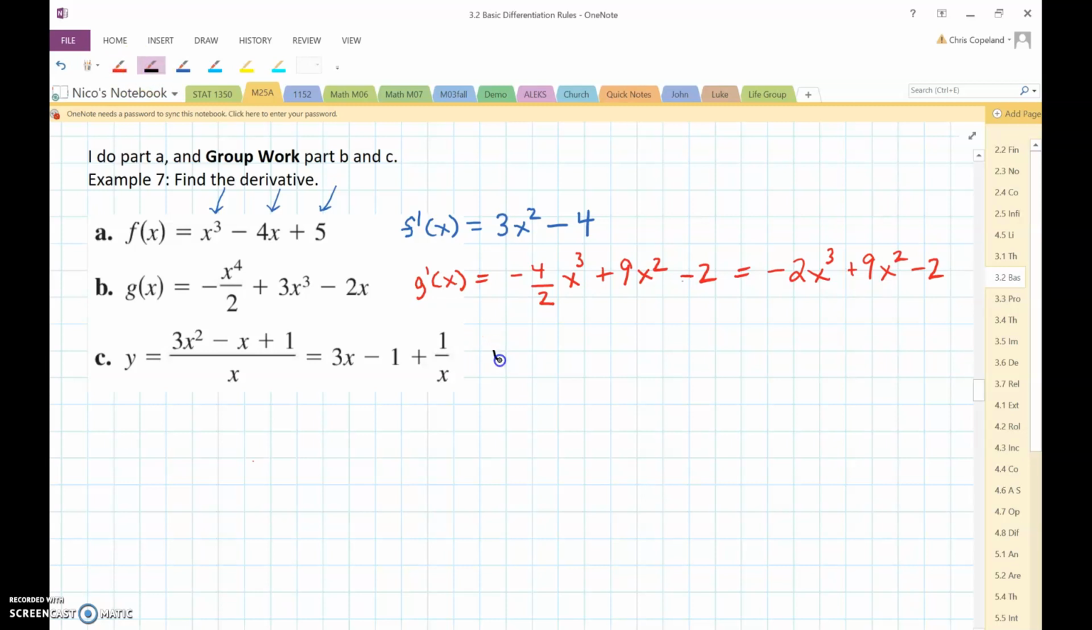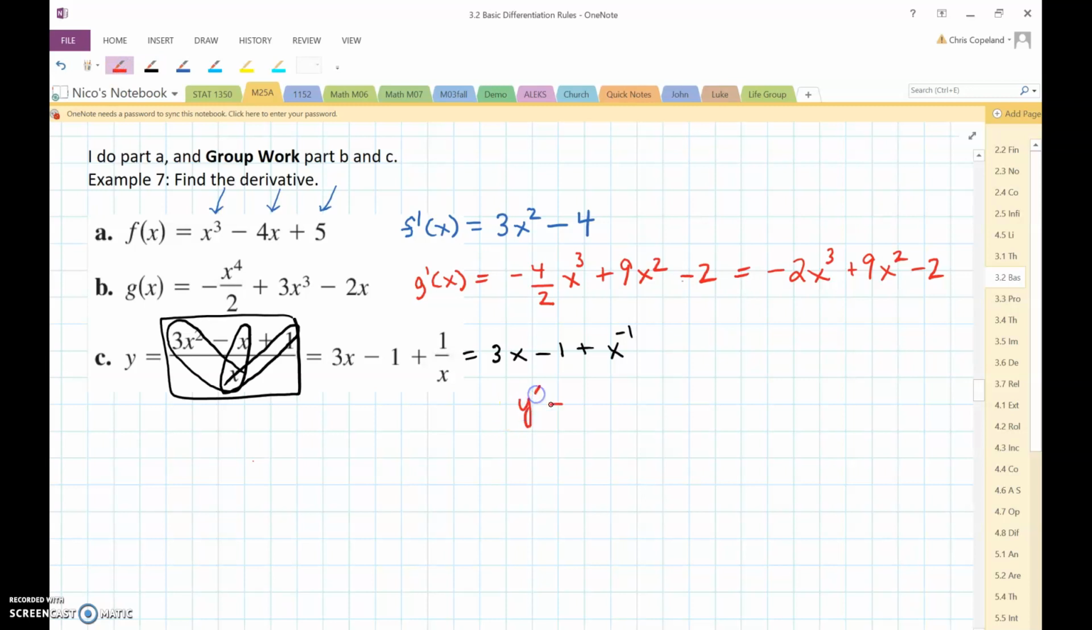Y prime. So notice what they did here. This was a rational function, and what they did, they took the x and divided it by each of these terms, giving us 3x minus 1 all over 1, 3x minus 1 plus 1 over x. The next thing I would do, I would probably write this as 3x minus 1 plus x to the negative first. Then I would take the derivative.